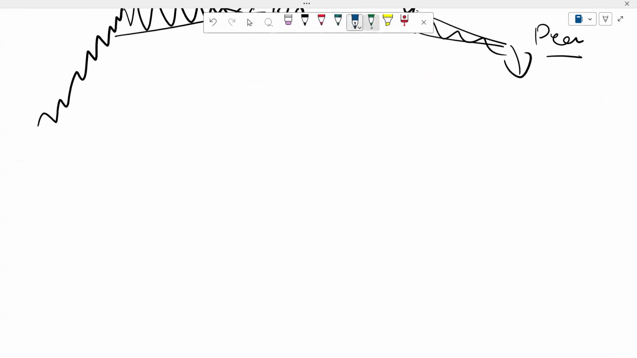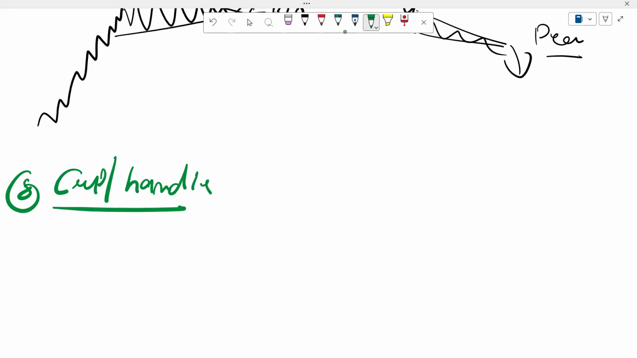So these are the famous patterns, and you must have heard about the cup and handle pattern also. Cup and handle. Yes, it looks like this. At the top you see the market is going up and up. It takes support here.